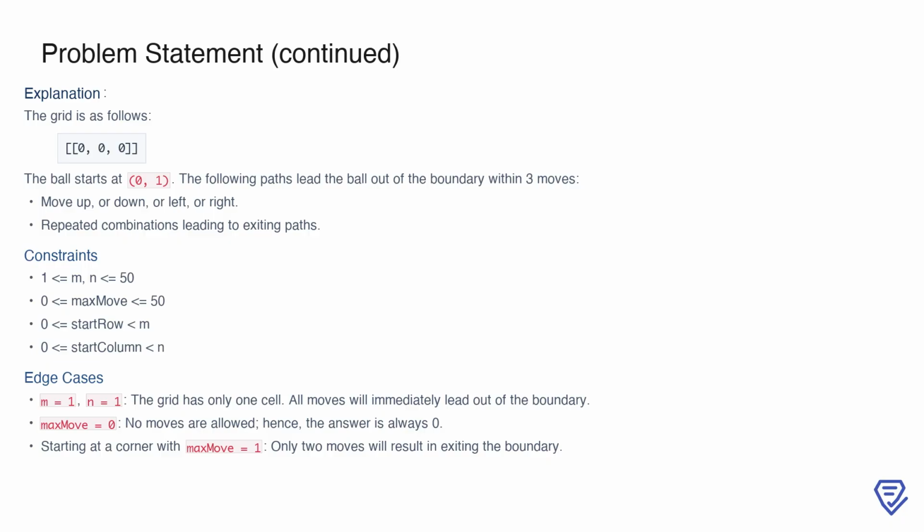Finally, the problem also outlines constraints and edge cases, such as grids with only one cell where any move immediately leads out of bounds, or scenarios where no moves are allowed, resulting in 0 paths. These conditions help you handle different scenarios effectively.